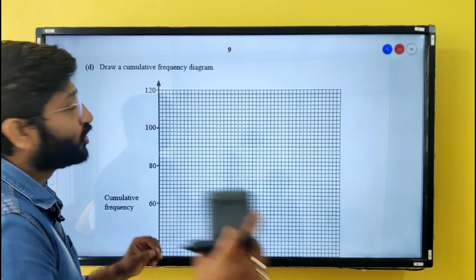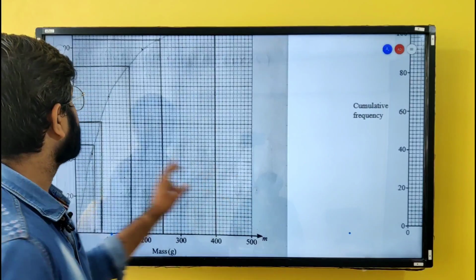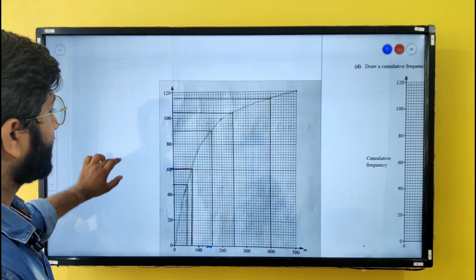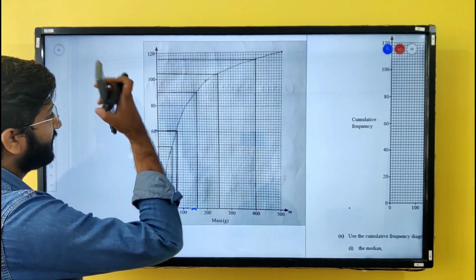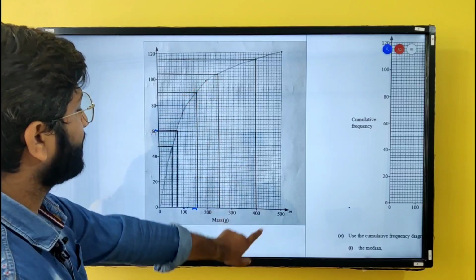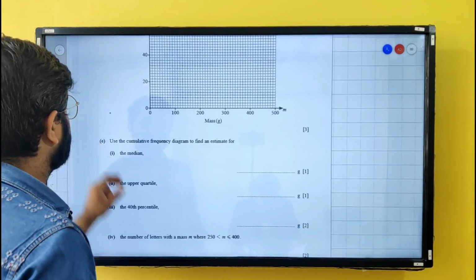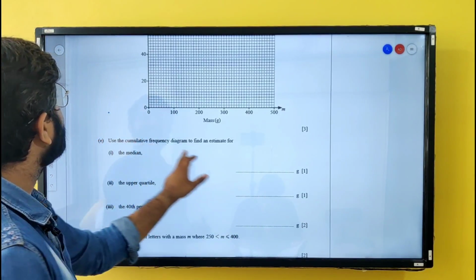Part D. Draw cumulative frequency diagram. See guys, I have drawn this cumulative frequency curve. This is what the diagram looks like. At 50 you have 43, at 100 you have 74, at 200 you have 99, and at 500 you have 120. Right?